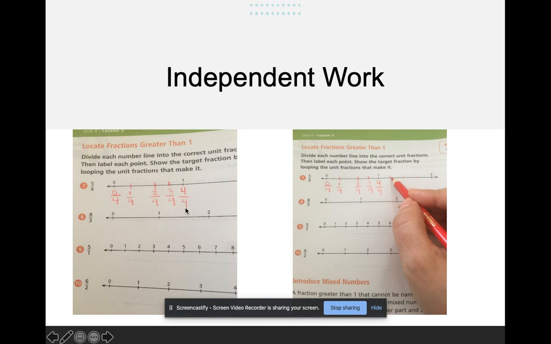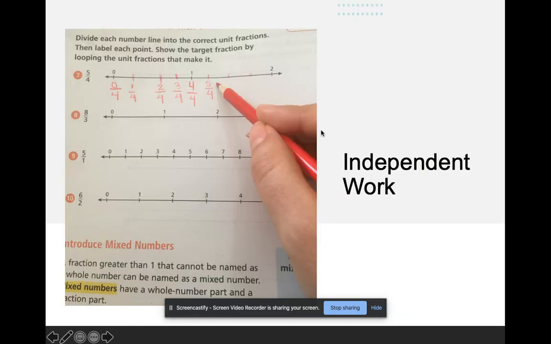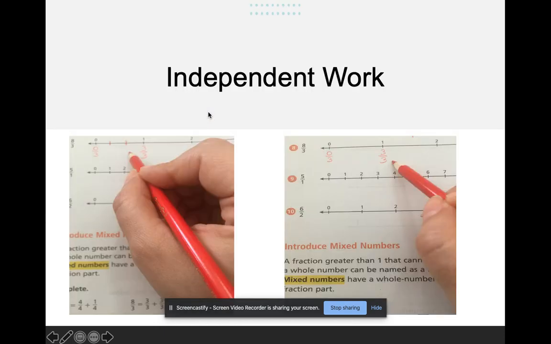Now, I got to 4 over 4, but I need to locate 5 over 4. So I'm just going to add one more right here. And this is where I found 5 over 4. Now remember that these are fractions greater than 1. Why? Because it's after number 1, and also because the numerator is greater than the denominator. Now on the other one, I need to locate 8 over 3.